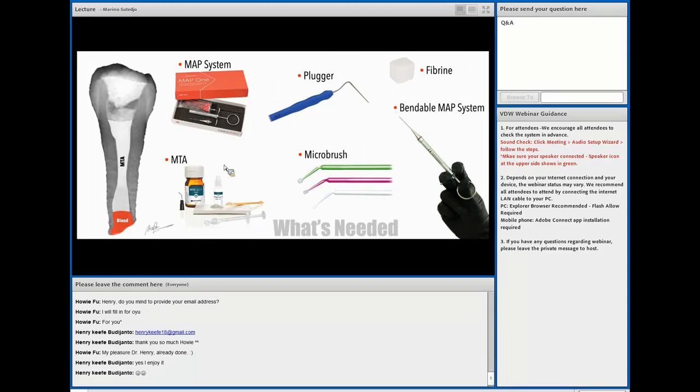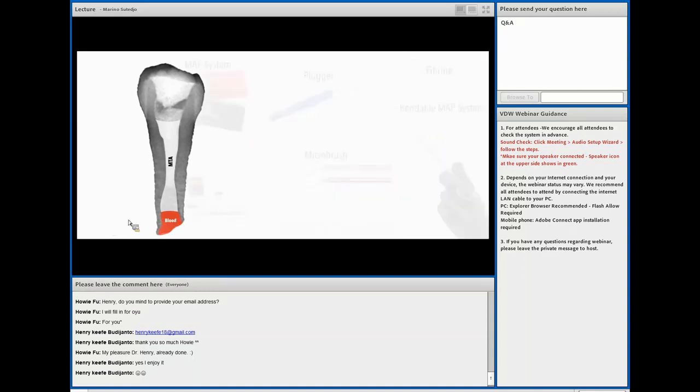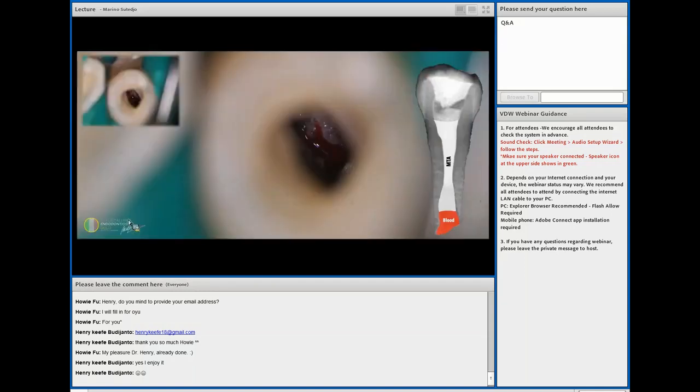So what we need is a MAP carrier, the micro apical placement system. We also need a plugger. And sometimes I also need collagen or fibrin. If the apex is too big, then I'm going to need a stop to make sure my MTA doesn't go further beyond the apical area where I need it to stop.